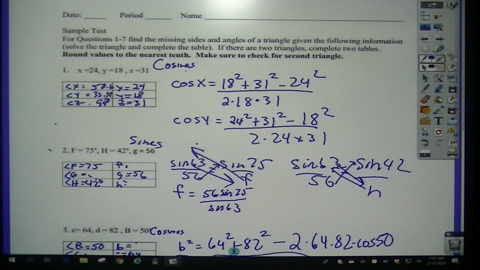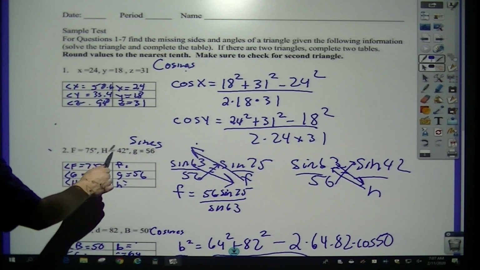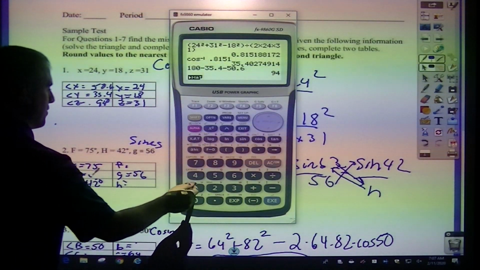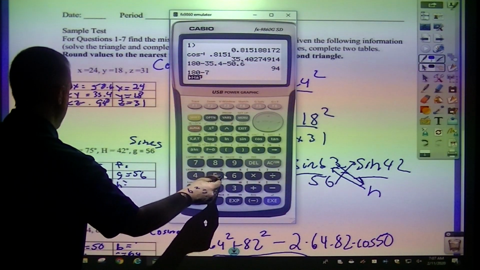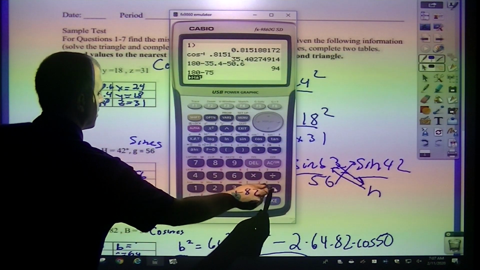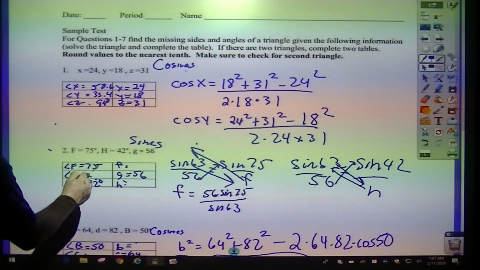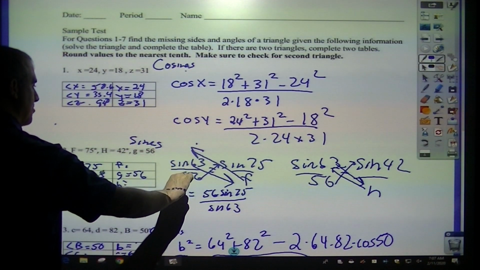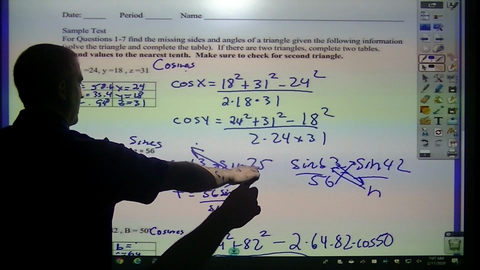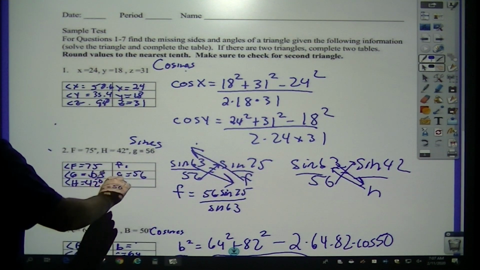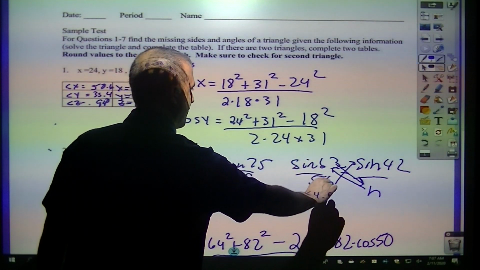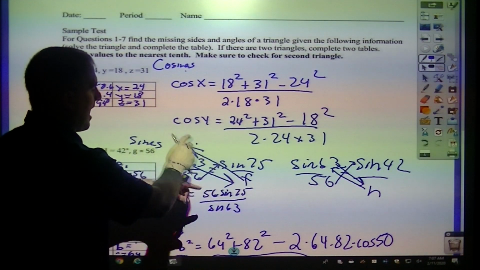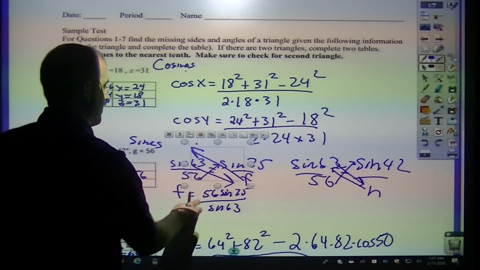In this scenario, you would use law of sines because I am given two angles and a side. The easiest thing to do first is to find the missing angle. So I would subtract that away from 180, that gives me 63. Then I'm going to use what I got, sine of 63 over 56, set equal to sine of 75 over f. I would do the same thing for this other side: sine of 63 over 56 is equal to sine of 42 over h.